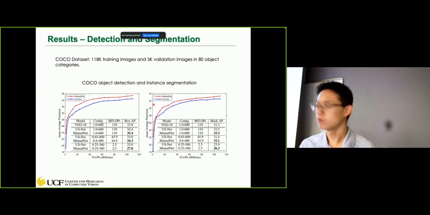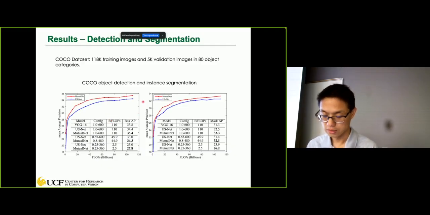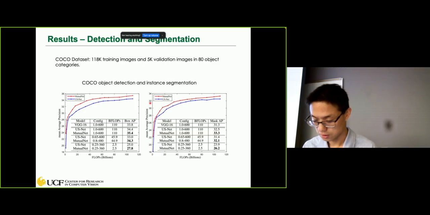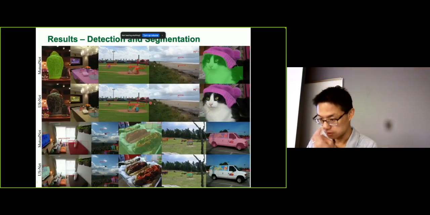Besides classification, we can also do this for other tasks like object detection and segmentation. We also did this on the COCO data set, for detection and instance segmentation, and we have the same result or trend. So again, on these two tasks, MutualNet, by considering these two tuning factors, will have a better trade-off than just considering one. And here are some visual results.